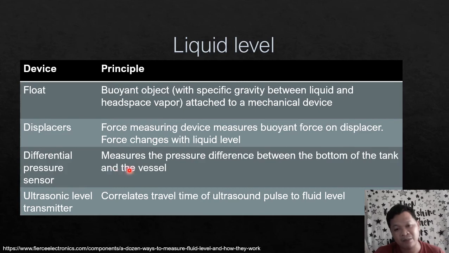Differential pressure sensor, may pressure sensor sa baba ng tangke at dun sa pinaka headspace niya. And then the difference between the two pressures can be calculated from there yung liquid level height. So ultrasonic level transmitter, so parang ganun din sa flow. Since static naman yung fluid sa loob, pero kapag mas nabawasan yung fluid sa loob, mag-iiba din yung time ng pagbalik ng ultrasonic waves.